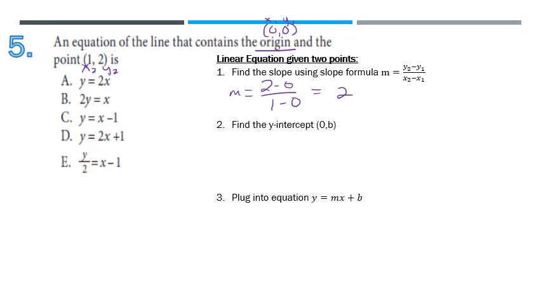Okay? Then it says find the y-intercept. Well, your y-intercept is always 0, comma b. If we didn't have 0, comma b, then we would use y equals mx plus b to substitute and solve for it. But we're at the origin. So if we're at 0, 0, that means that our b is 0. So then we plug into the equation. We have our m, we have our b. So we know that y equals 2x plus 0. And it's kind of redundant to write plus 0. So it would be answer choice A.